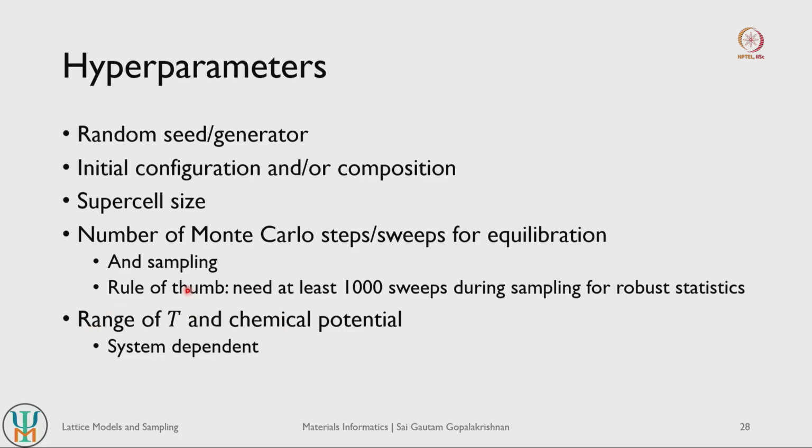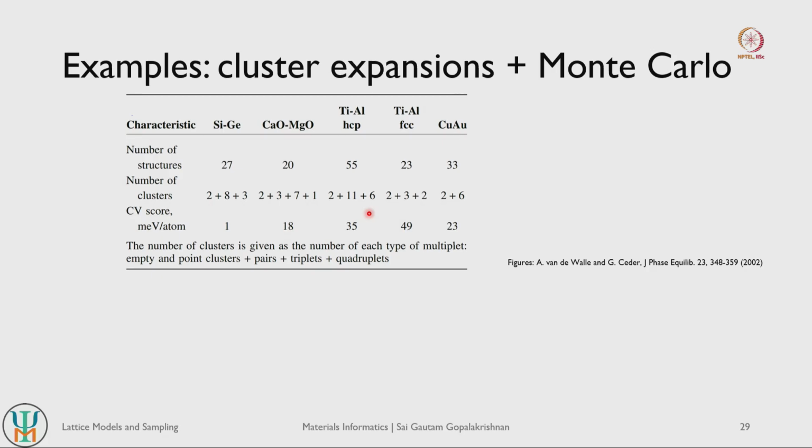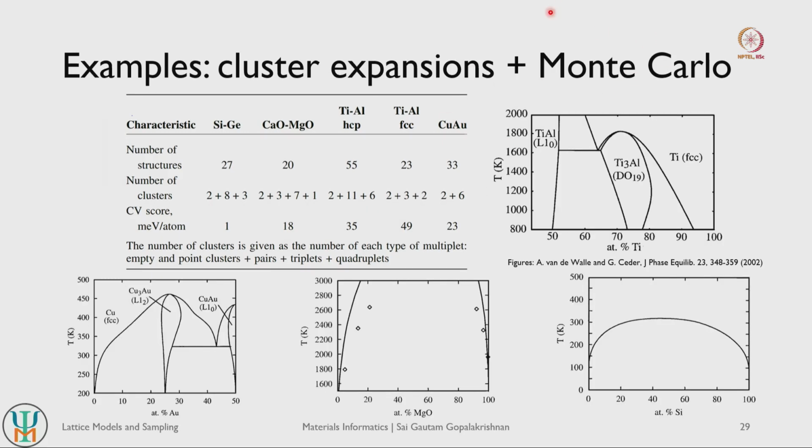And the range of temperature and chemical potential is also a system-dependent quantity, and hence it's a hyperparameter, right. So you need to carefully choose how much you are going to sample in terms of temperature and also chemical potential. I'll just show a few examples of cluster expansions with Monte Carlo.